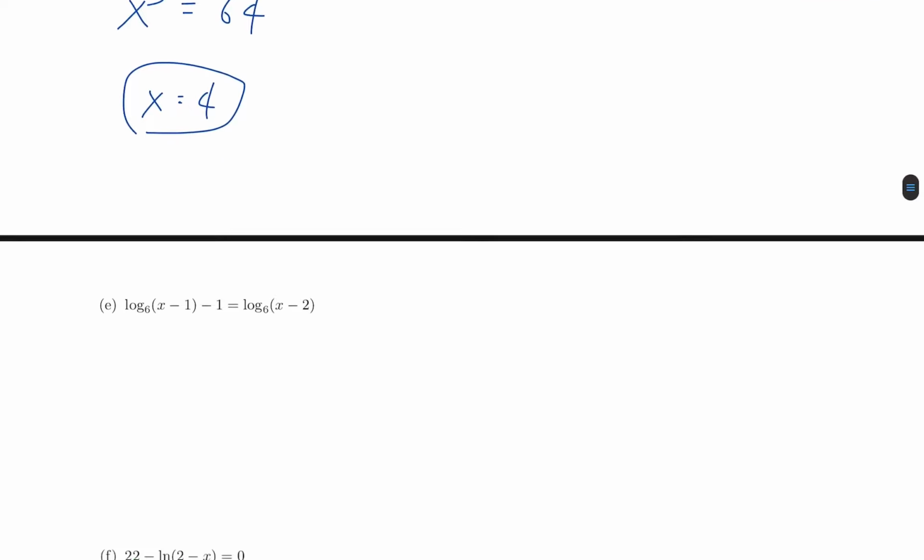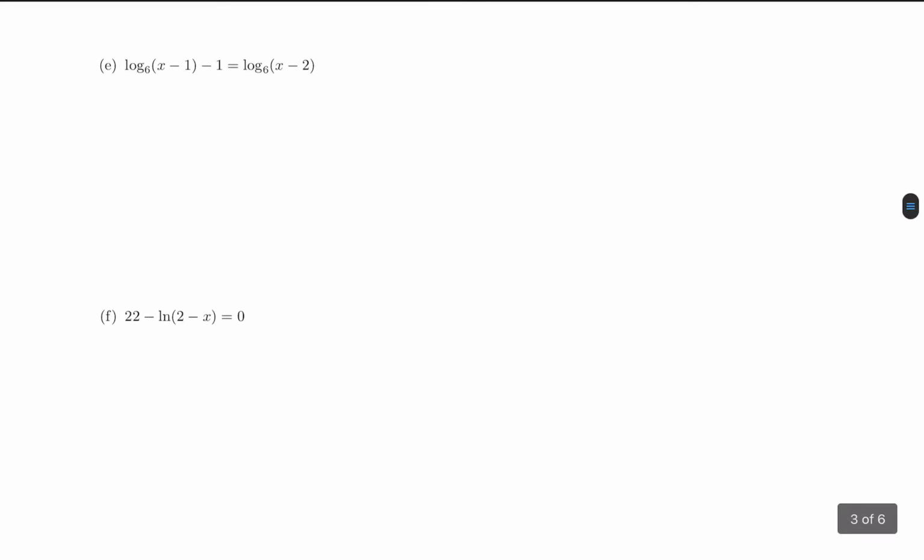Okay, so let's look at part E. We have log base 6 of (x minus 1) equals log base 6 of (x minus 2) plus 1. So here we have this plus 1 right here. Because of this, we cannot just let the insides equal each other. So we have to do something else. For this kind of problem, what we want to do is put all the log expressions on one side and all the non-log expressions on the other side.